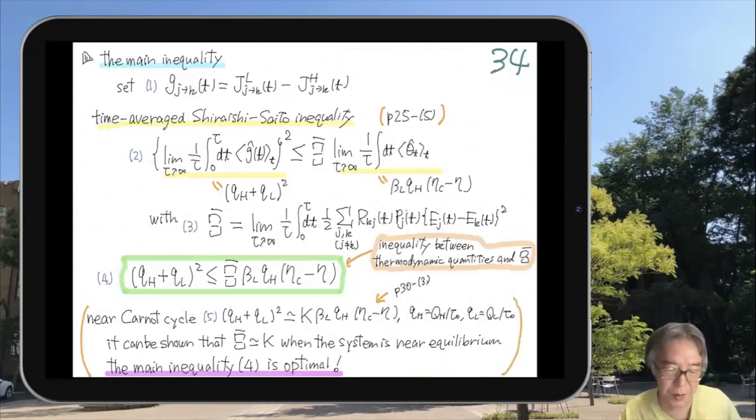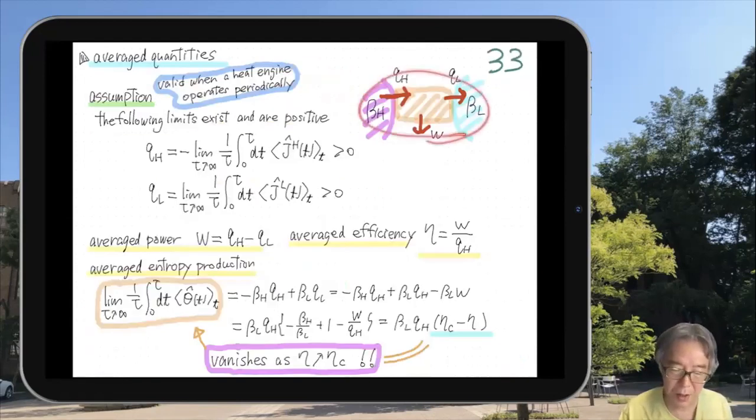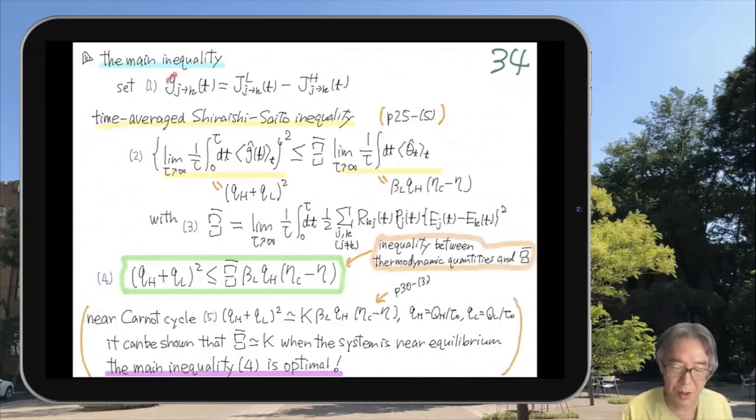And the only thing left is to apply the time average Shiraishi-Sato inequality after choosing our G. Here we choose our G like this, but this is very natural because we want to consider this setting here, and the average of the quantity is given by this. So actually, you easily see that the average of this is nothing but QL plus QH. That is the very natural quantity that we want to look at.